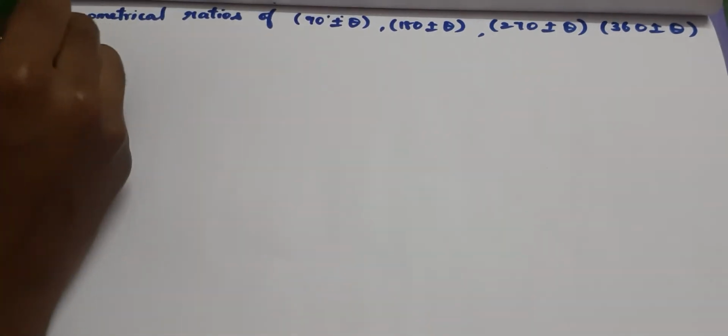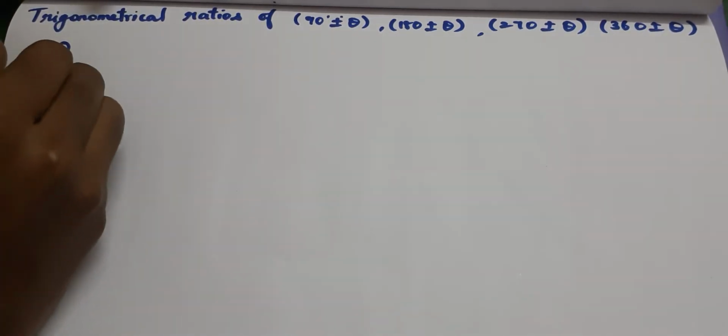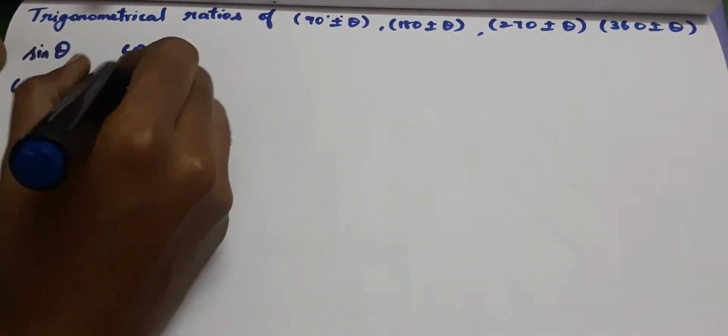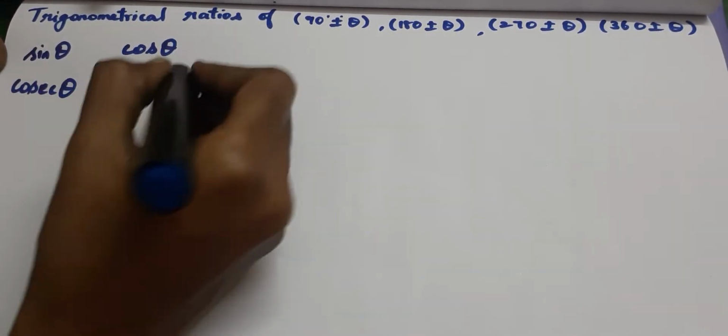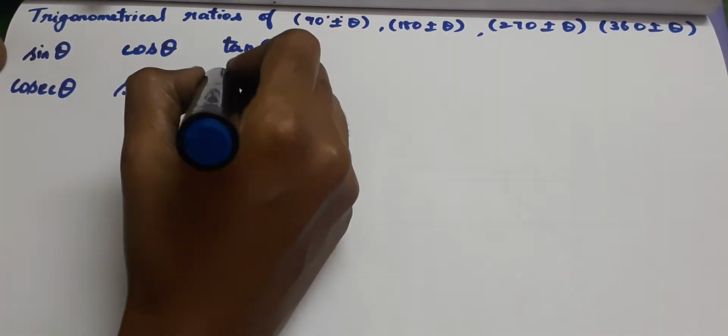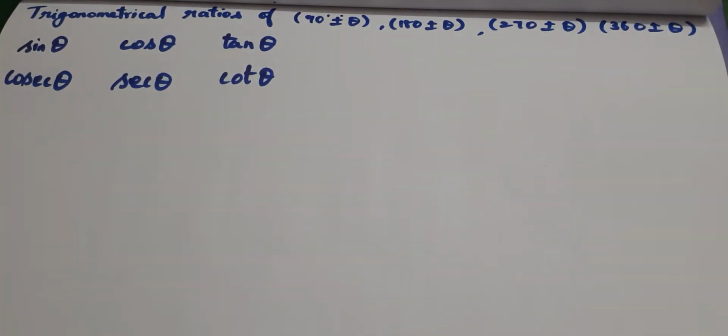We know that the inverse of sin theta is cosecant theta. Same way, the inverse of cos theta is secant theta. Next is tan theta, the inverse of tan is cot theta. So we know the basic 6 ratios: sin theta, cos theta, tan theta. Inverse of those 3 is cosecant, secant and cot.